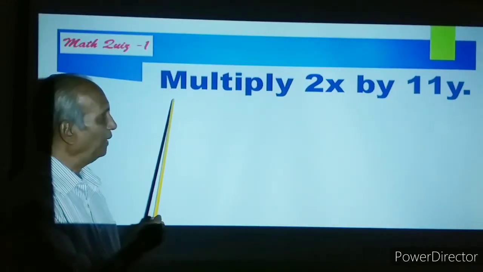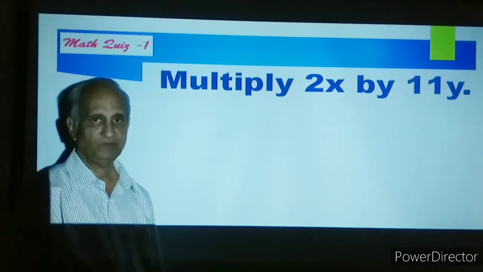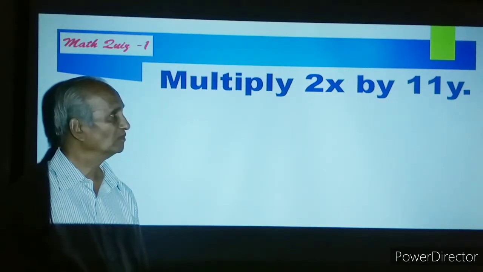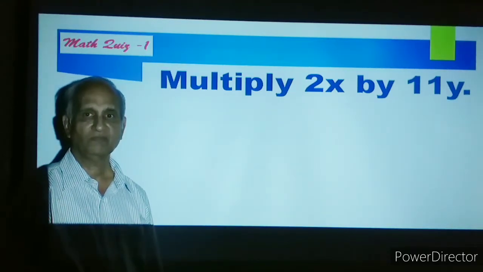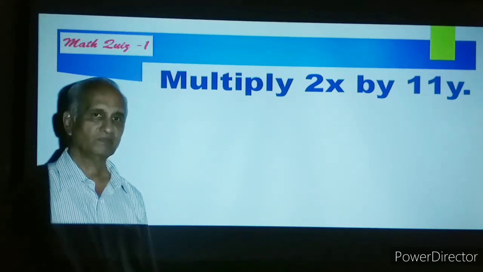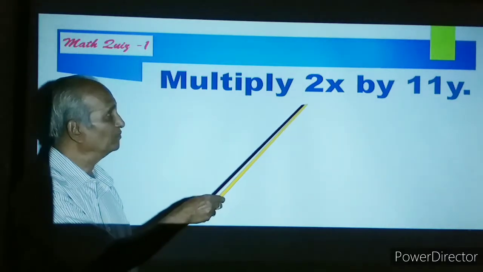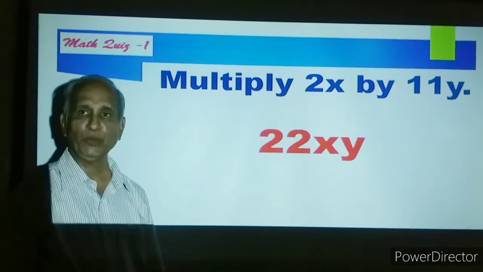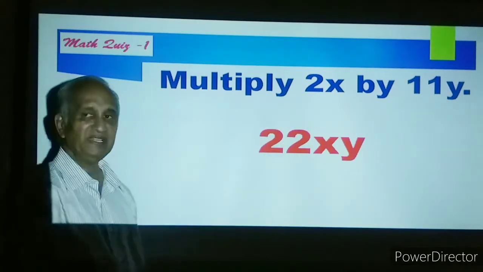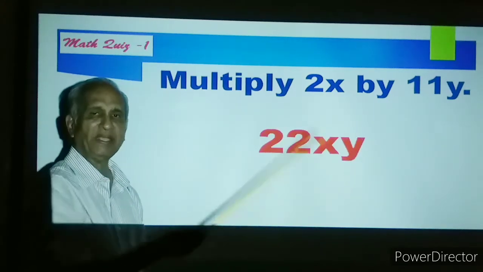The next question, multiply 2x by 11y. Here 2x into 11y, 2 into 11 is 22, x into y is xy, answer is 22xy.